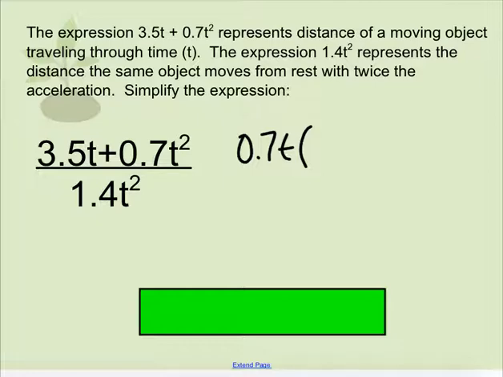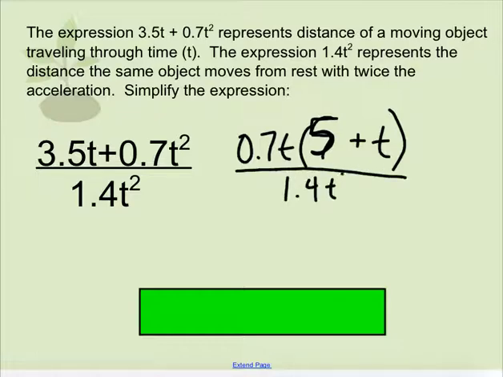I have left over, well, 0.7t can come out of 3.5t 5 times, and it can come out of 0.7t squared, well, I have a t left over because it comes out of the 0.7 once, and the t comes out once, and so we have a t left over. And I still have my 1.4t squared.